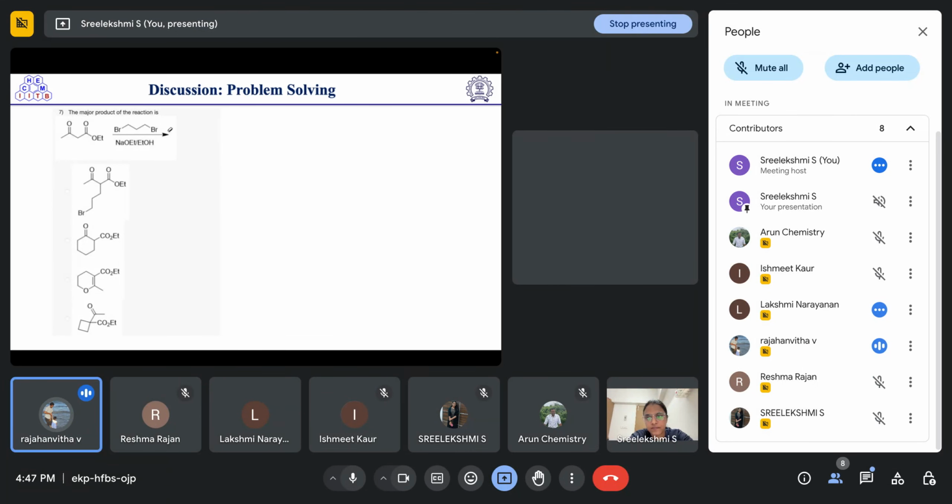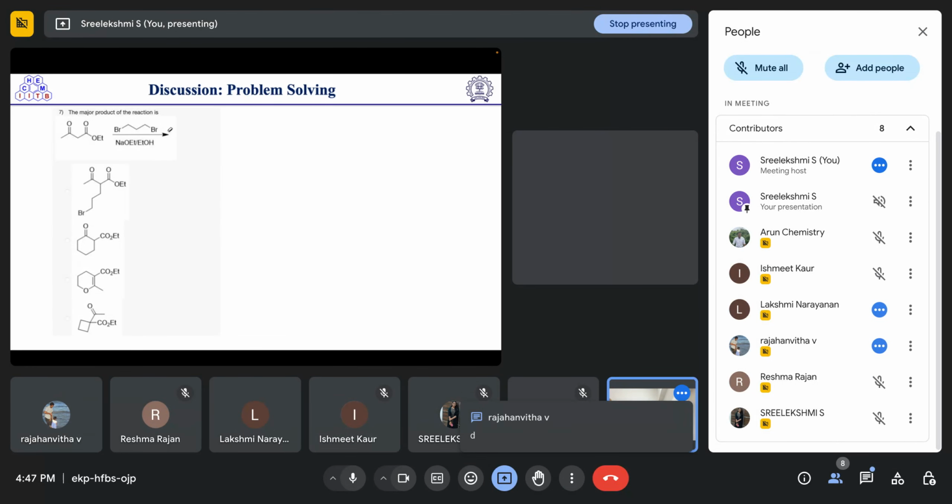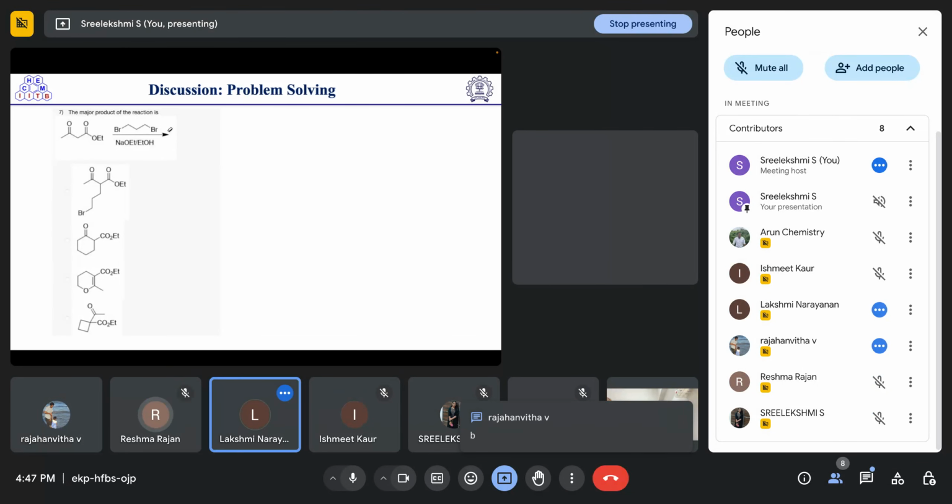This is option D. Any other chances there other than option D? Option A, is there any chance? B also, B is possible. So A is there, B is possible, D is possible, but the answer is C.